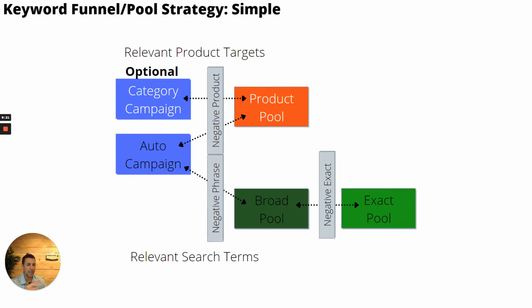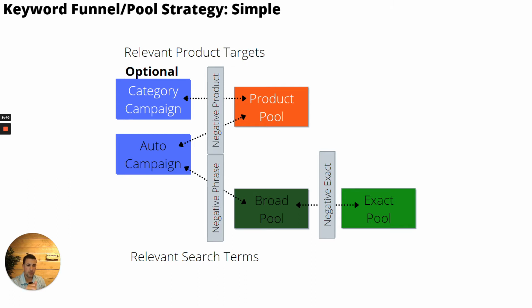So the auto campaign can consistently maybe test out a variation of that, but the negative phrase, it's pretty strict. Like, hey, I'm testing this out somewhere else. I don't really want the auto campaign to mess with that. So in the broad pool, it's going to test out a ton of variations of the keyword or the search term that we're targeting.